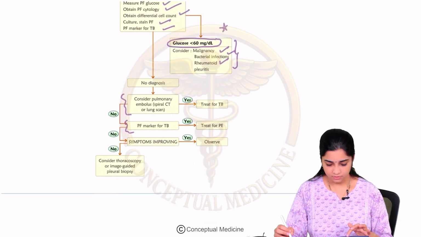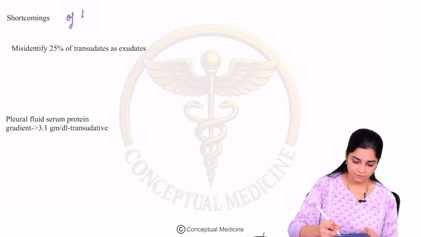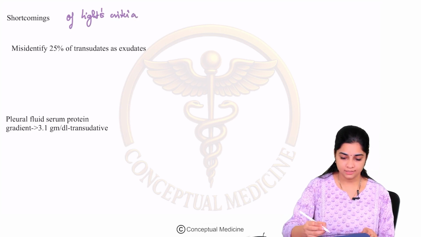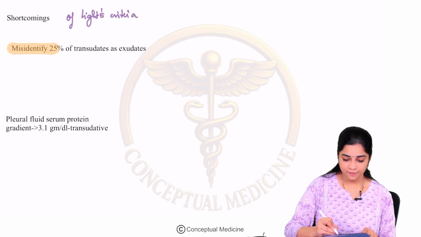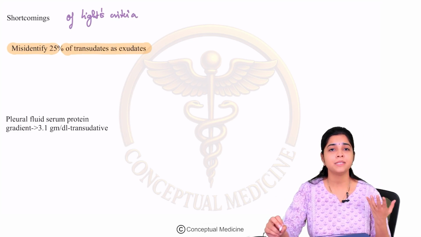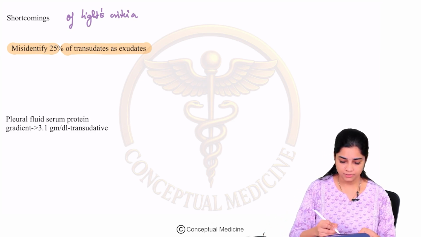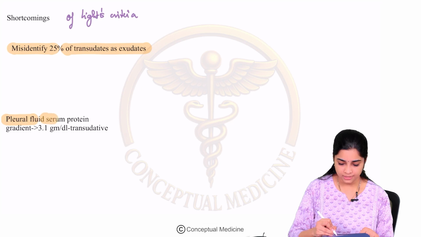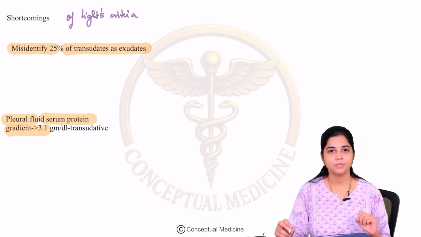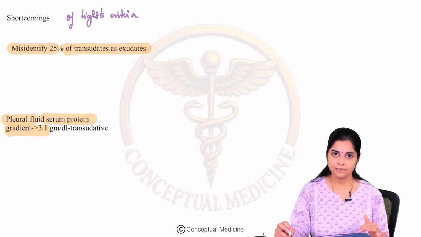Fine. Now, what are the shortcomings of this Leitz criteria? The major problem which people found with this Leitz criteria is that it misidentifies 25% of the transudative effusions as exudative effusions. So it misclassifies the transudates as exudates, and we will end up going on searching for further etiologies. That is the reason why they have come up with this new ratio, which is called the pleural fluid serum protein gradient. Similar to how we have the serum ascites albumin gradient or the SAAG, we have the pleural fluid serum protein gradient.